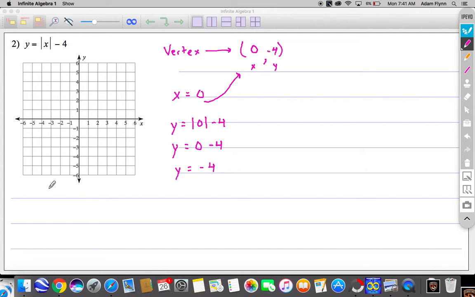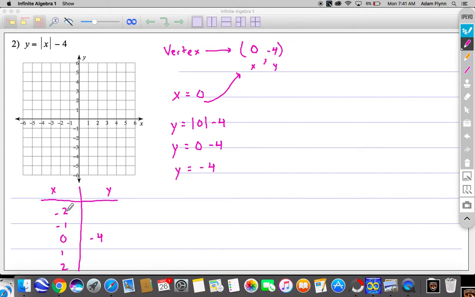So now I will make my table of values. Plug in my vertex right in the middle. And pick 2 integer values to the left of my vertex and to the right. So to the left I have negative 1, negative 2, and to the right I have 1 and 2.